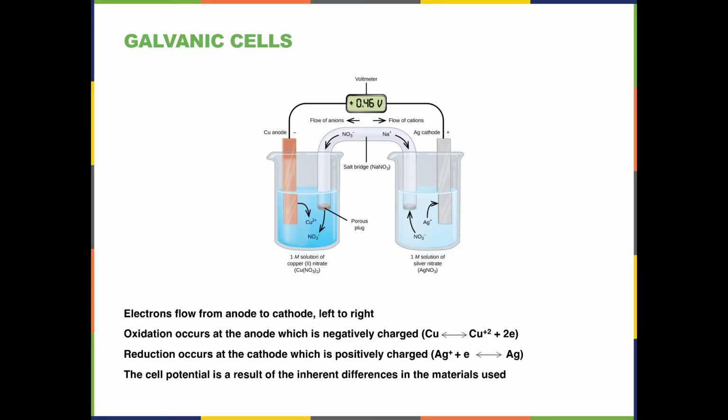The cell potential is a result of the inherent differences in the materials used. That is, this voltage is a result of the difference between copper and silver. And the salt bridge is present to complete the circuit. You cannot have flow of electrons without a complete circuit.